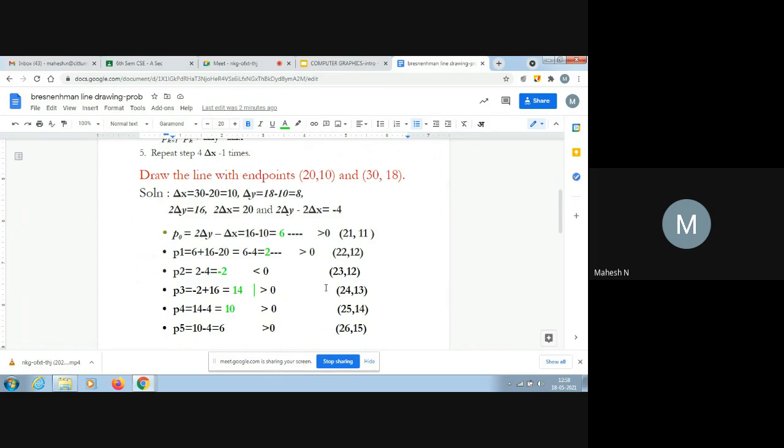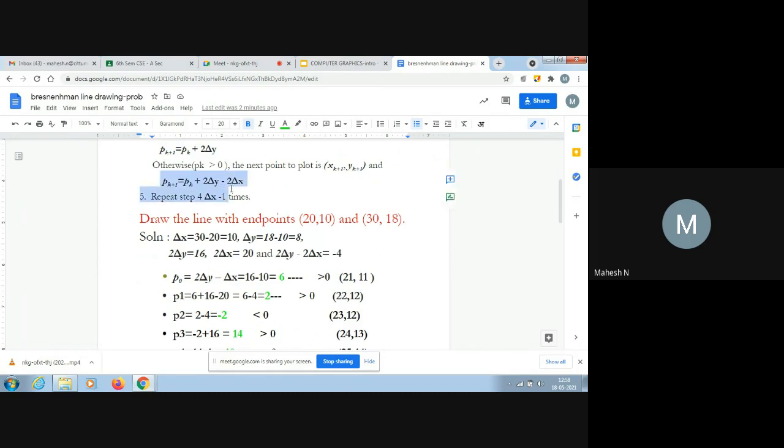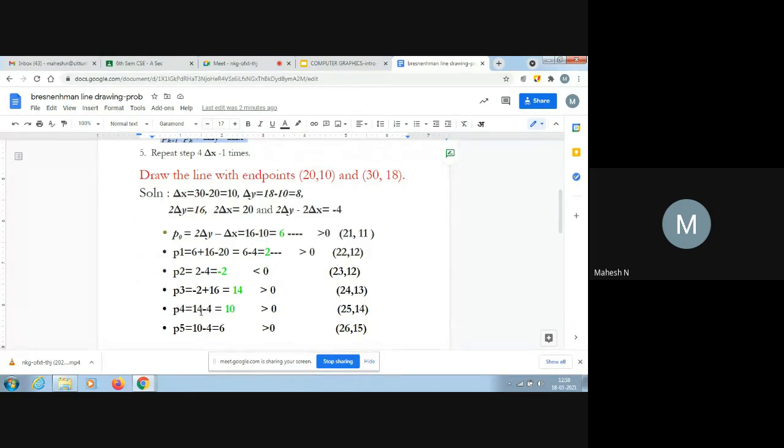Okay, right? And my next vertex decision is based on this equation: pk greater than 0, so pk plus 2dy minus 2dx. 2dy minus 2dx is minus 4, right? So what will be my next pk value? It is 14, old pk, minus 4. So this gives me 10. Again it is positive. Okay, right? So again I will increment both x and y.